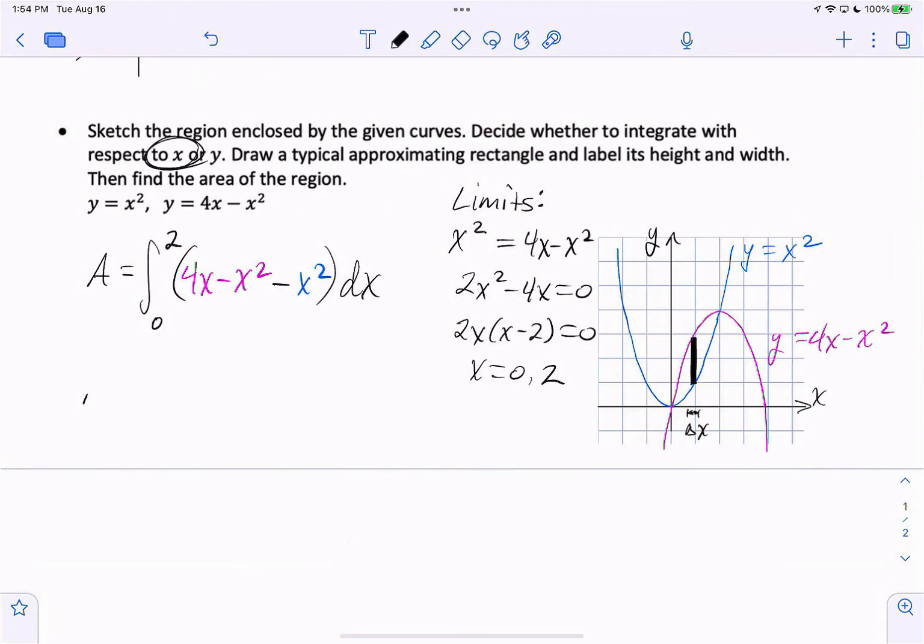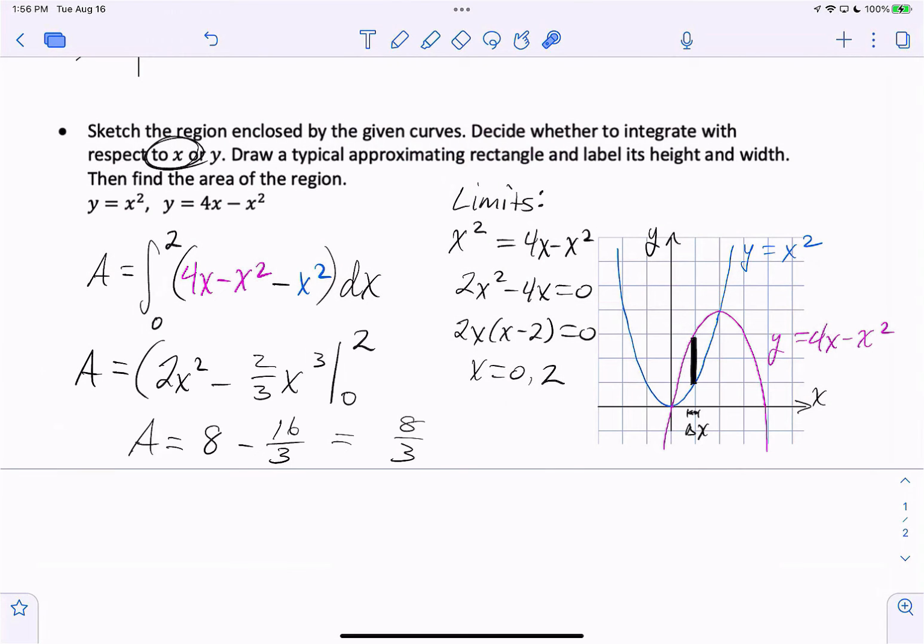The actual integration is pretty straightforward. Using the power rule after collecting like terms and then evaluating at the endpoints of our interval, we get that the area is equal to 8/3.